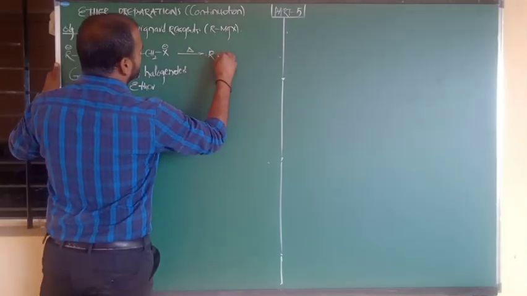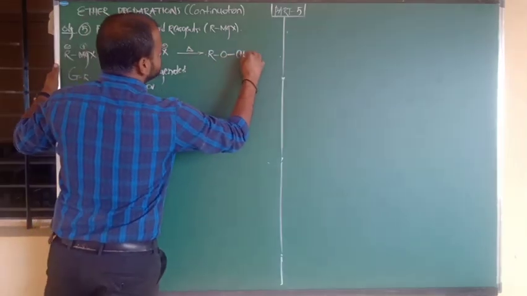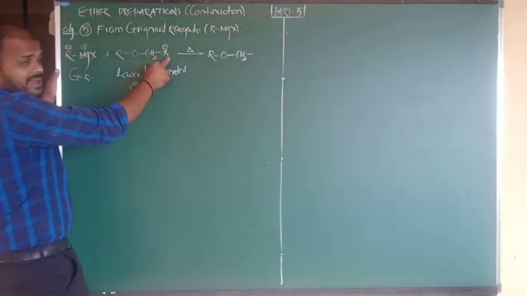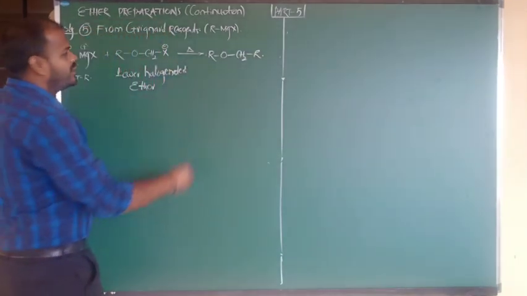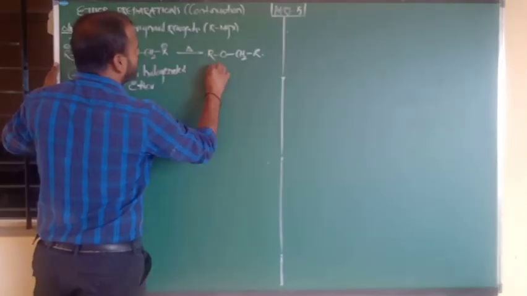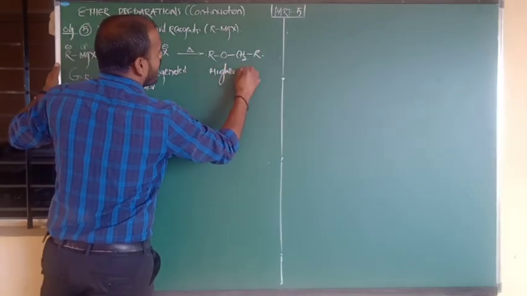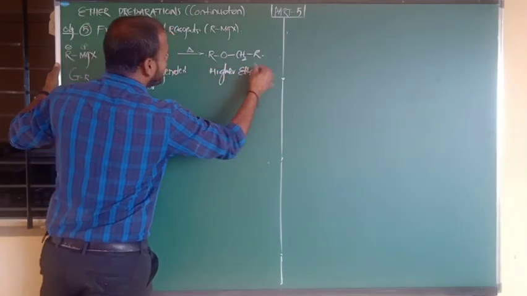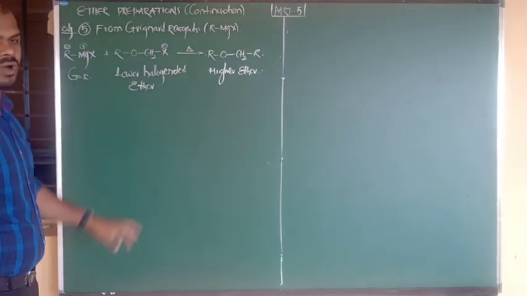In place of X minus, we have to write the R minus group. So what will we get as the product here? R bonded to O, O bonded to CH2, CH2 bonded to R, with X minus replaced by R minus. This is your lower halogenated ether, and it is converted with one alkyl group increased. So here we can say higher ether. So lower ethers can be converted into higher ethers upon reaction with what, beta?